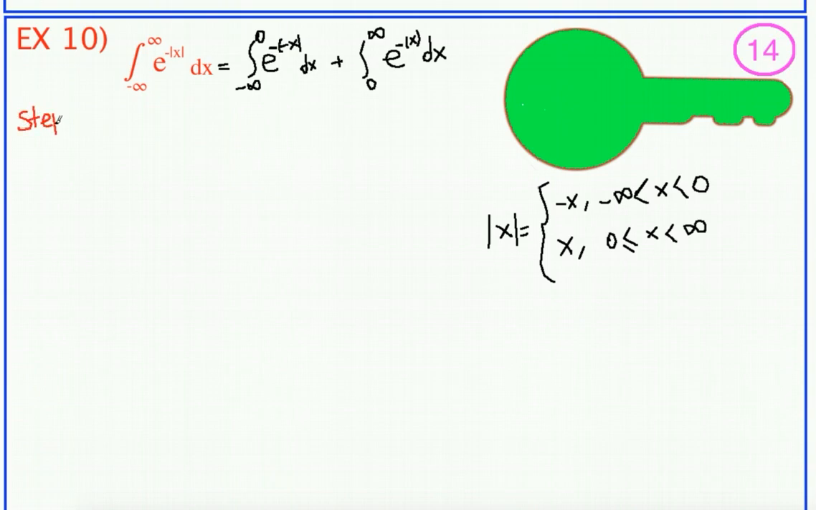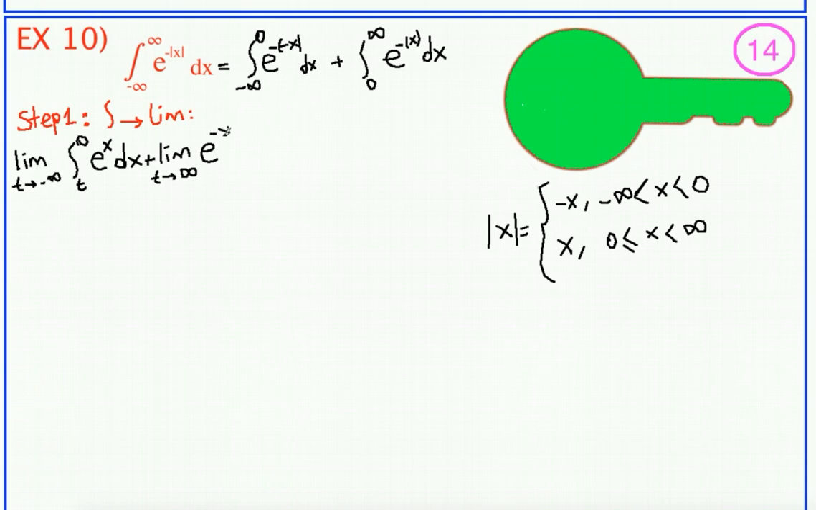So step 1. What was step 1? Step 1 was converting the integral to a limit. So our first integral will be the limit as t is approaching negative infinity, integral from t to 0, e to the negative negative x, which we can directly write as e to the x, dx, plus the limit as t is approaching positive infinity, integral from 0 to t, e to the negative x, dx. So our step 1 is completed.